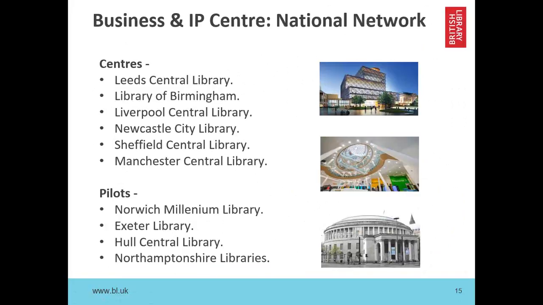Now, the main Business and IP Centre, the first Business and IP Centre, is of course the Business and Intellectual Property Centre here at the British Library. But we have been rolling out the idea of business and intellectual property centres to the regions, and we now have 6 business and IP centres outside of London. We've got them in Leeds, Birmingham, Liverpool, Newcastle, Sheffield and Manchester.